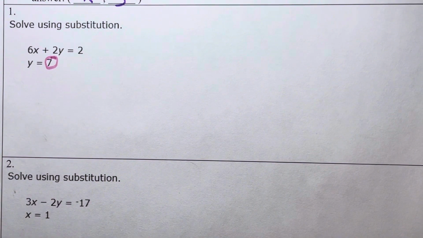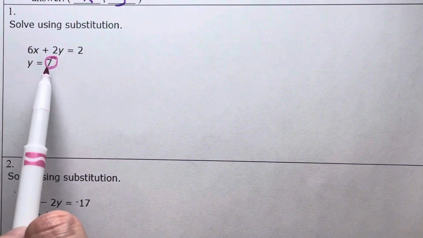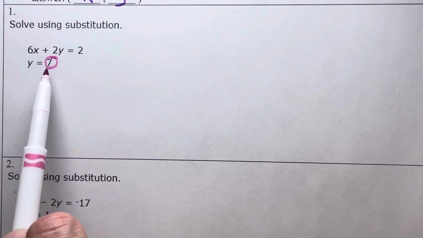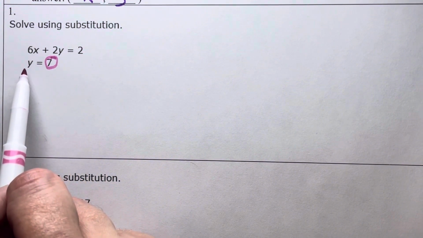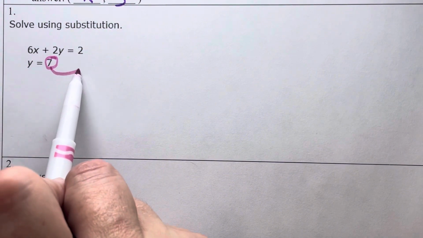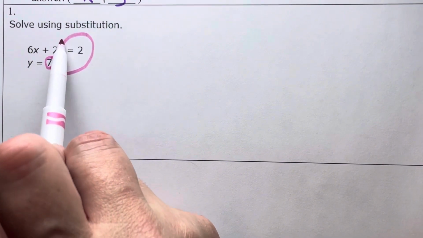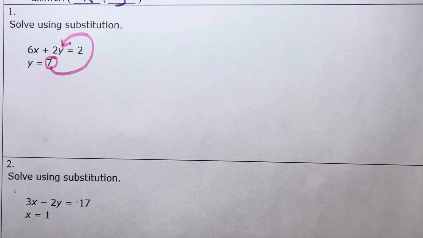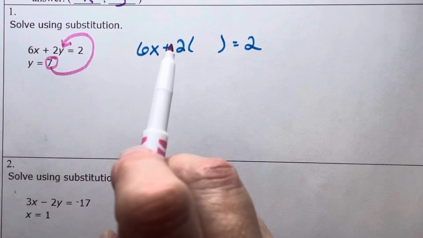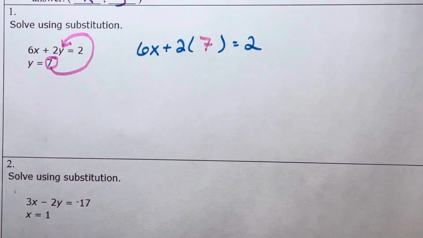That's a 7. The second step is to plug this circled equation part from step 1 into the other equation for its variable. So since this is a y equals equation, I'm going to plug this 7 in for the y in the other equation. Let's see what that looks like. So we're going to replace this y with a 7 right there.